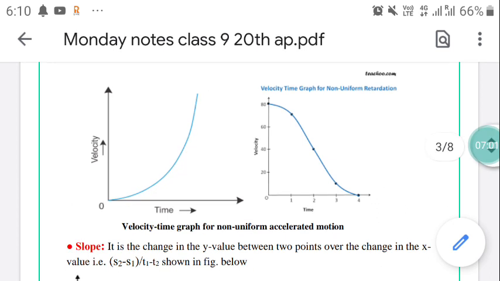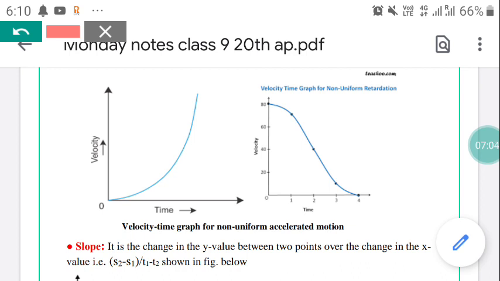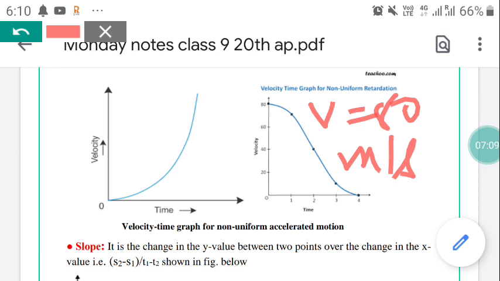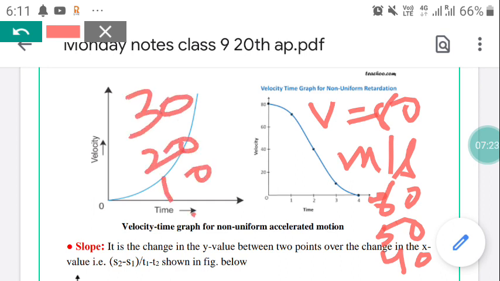Okay, and after 80 meters per second, after 1 hour or after 1 second, it becomes 60, then 50, then 40, then 30, then 20, then 10, then 0. So this kind of decrease is called retardation. Whenever the velocity of your vehicle increases, you call it acceleration. When your velocity decreases with time, you call it retardation.